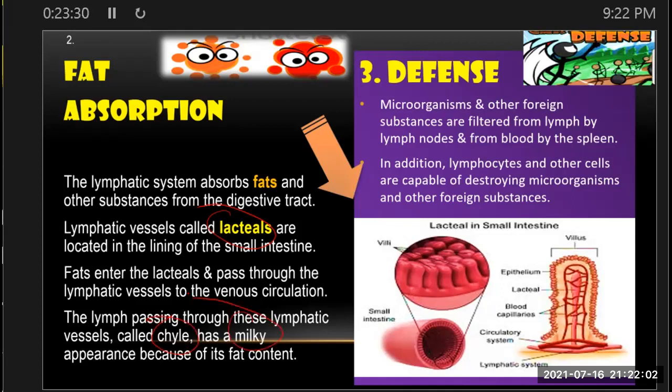And then the lymph and the lymph nodes serve as a massive network of vessels that function in filtration and trapping of microbes and other foreign substances. That's why it also has this function for defense. Again, filtration of the lymph by the lymph nodes and of blood by the spleen. So what filters the blood? It is the spleen. What filters the lymph? It is the lymph nodes.